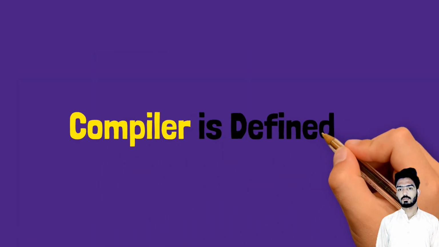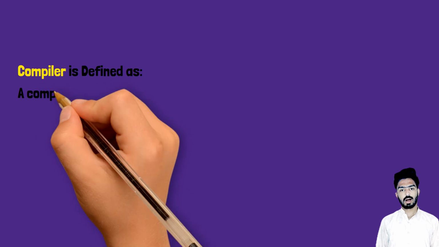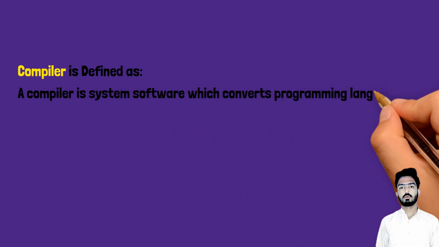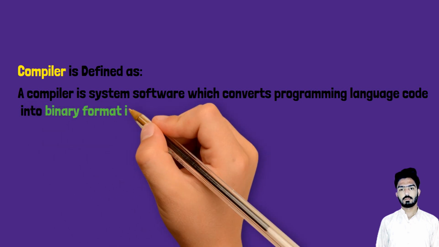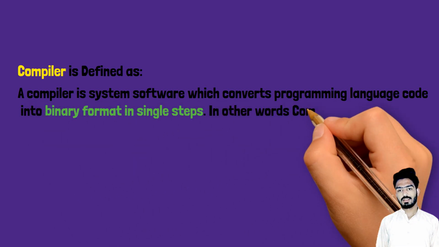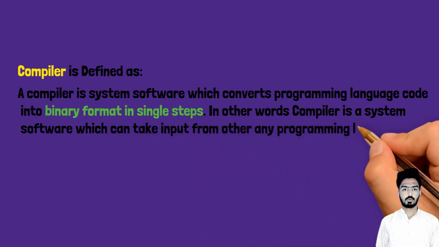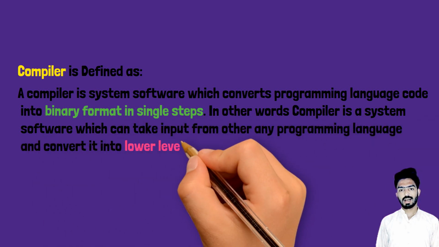So a compiler is defined as system software which converts programming language code into binary format in a single step. In other words, a compiler is system software which can take input in any programming language and convert it into a lower-level machine-dependent language.